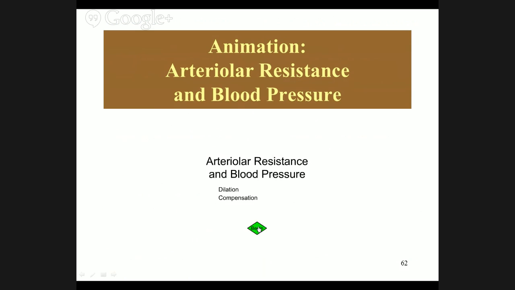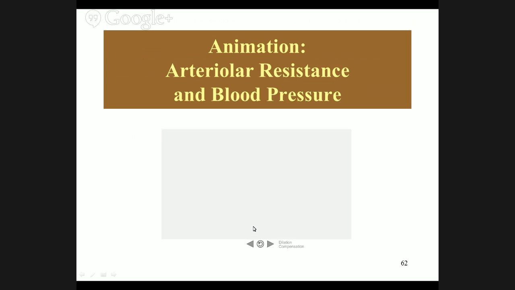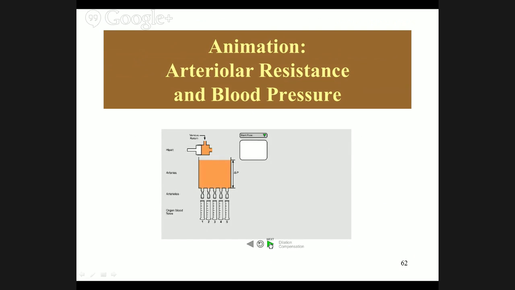And here we go with the animation, arteriolar resistance and blood pressure. And here's a venous return. Blood's pumped into the arteries. And we have a steady state of flow through the organs. And flow stopped.